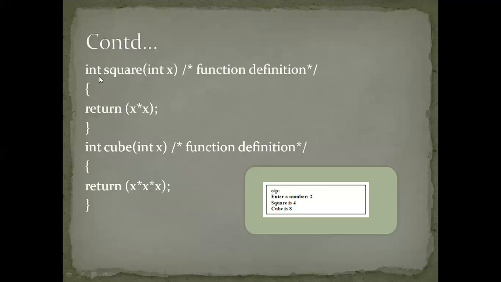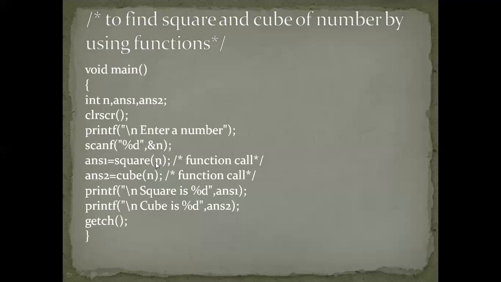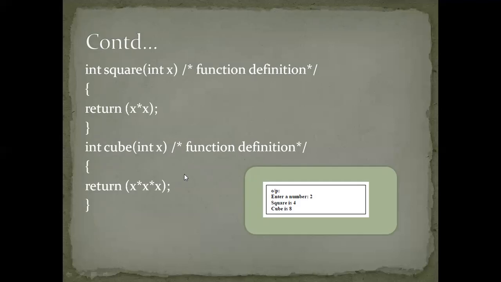Okay, this is a square function, so this is a function definition. I have taken int x, only one value. Why? Because I'm passing only one argument there. That is why I have taken int x, isn't it? Don't get confused. I have not taken int x comma int y. Why? Because in the previous case I have taken only one argument, that is n. n is nothing but only one value, isn't it?